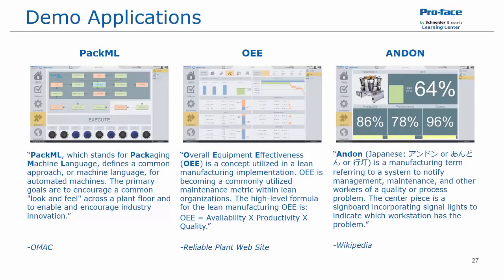Then we have the Andon demo. It's a manufacturing term referring to a system to notify management, maintenance, or other workers of quality or process problems. Essentially, it's a notification system. The centerpiece of this is signboards or dashboards that indicate the current level, or current effectiveness, or the current process of that machine. All three of these can be used as your base applications to start creating a much larger one, or to use as a reference when building your own application. And all three of these are available to download off of our support site.